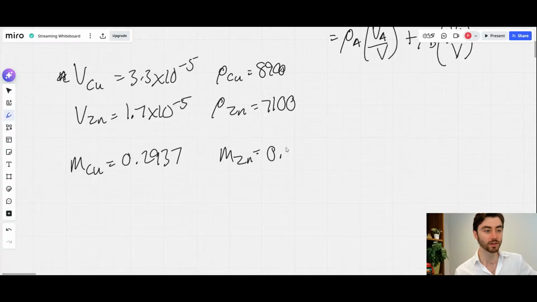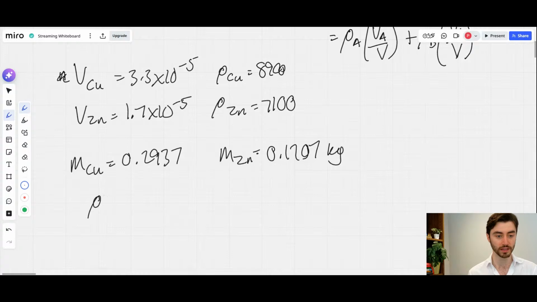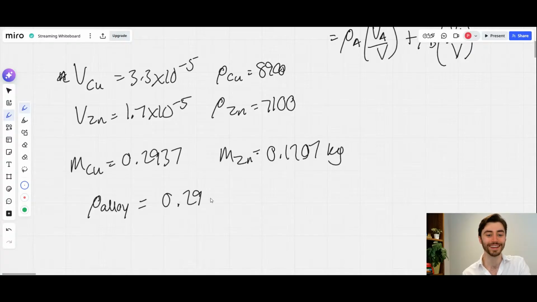So the mass of zinc is 0.1207. The unit's actually kilograms, sir. This is physics. Mind your units. But yeah, so you get your masses. And therefore, the combined mass, the sort of density of the overall alloy. Yeah, there you go. The density of the alloy would be 2937 plus the 0.1207 all over the total volume.